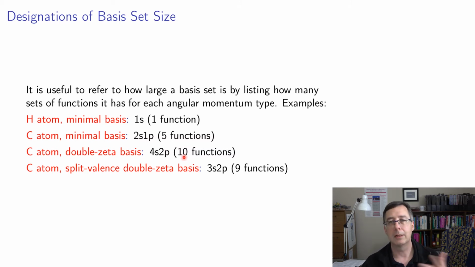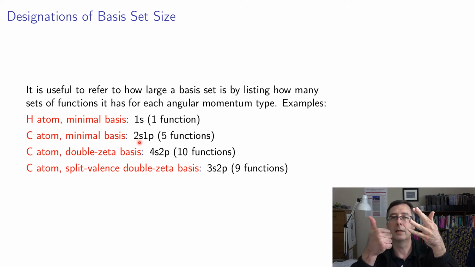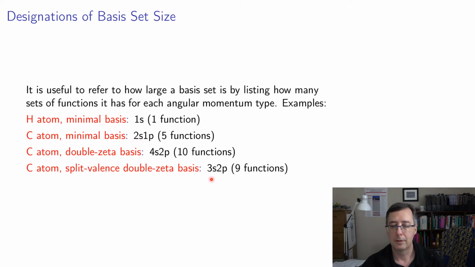Again, normally you don't really double everything because the core is perfectly adequately described by a single function. So instead of really doubling it, I will take that 1s and just use it, not double it. The 2s, I'll double it and make another one, like 2s prime. And then my set of p's, I'll have 2px, 2py, 2pz, but then I'll double those and have 2px prime, 2py prime, and 2pz prime, and now I'm up to 9.